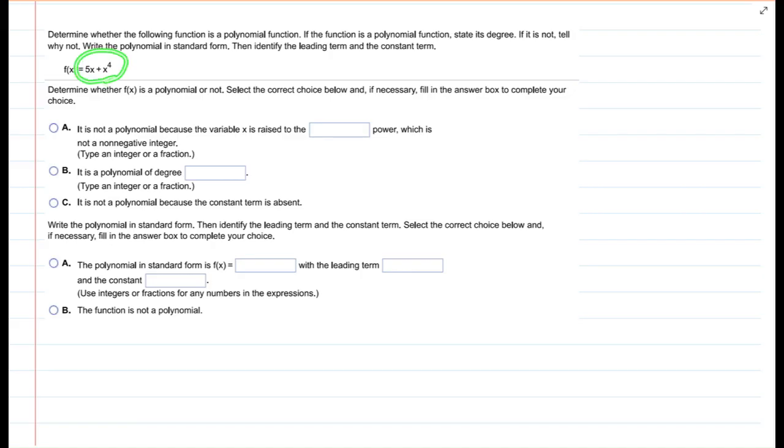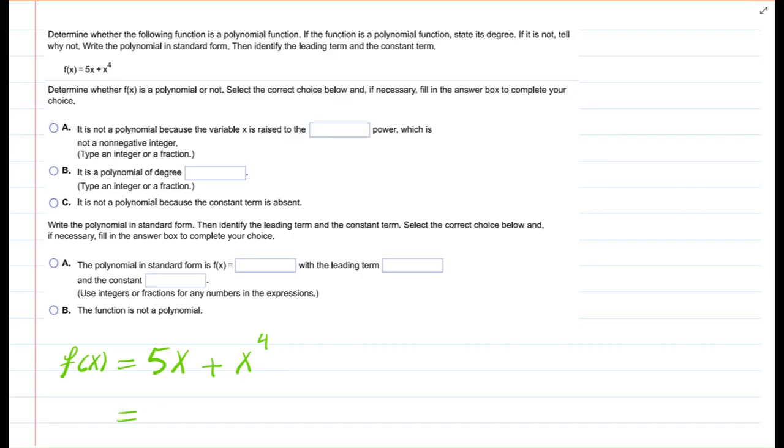But here, all variables are in the numerator, and denominator is just 1, right? And exponent of our variable are natural number, so it is a polynomial. What is the standard form for this polynomial? The function is 5 times x plus x to the power 4. In the standard form, we need to write the terms in decreasing order.